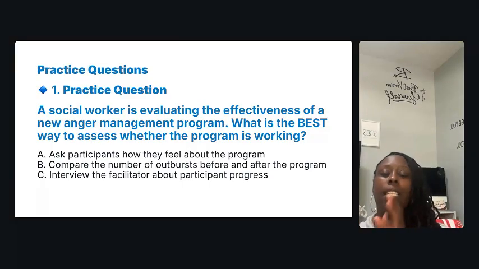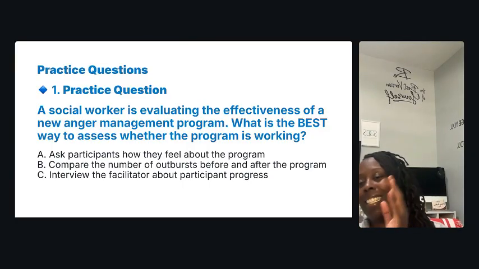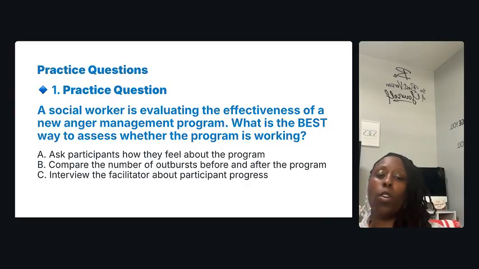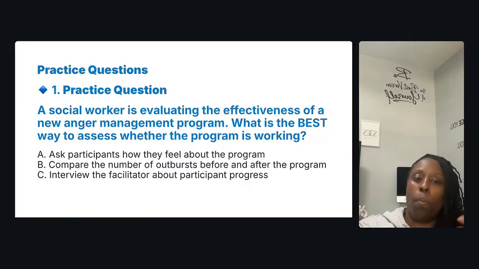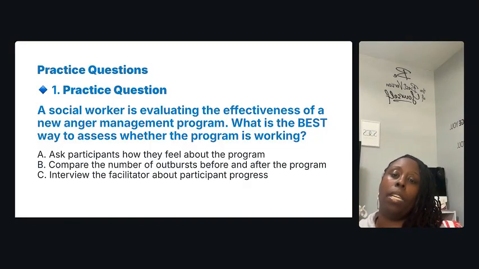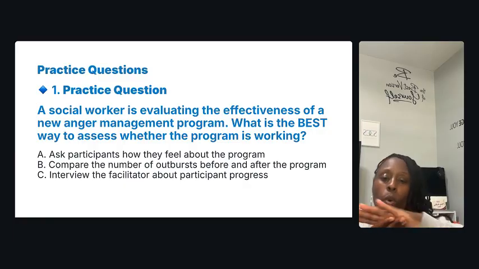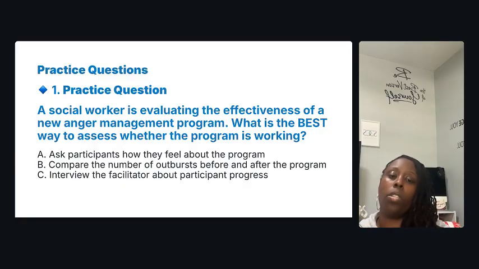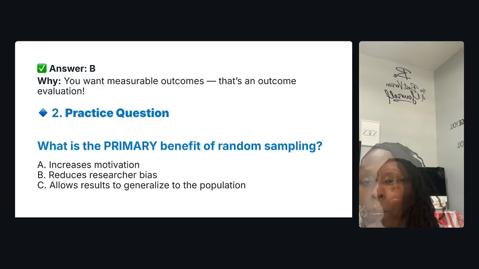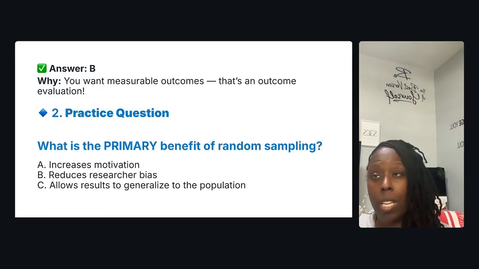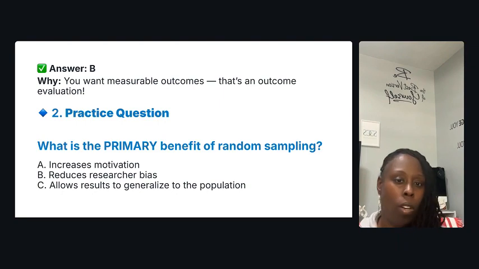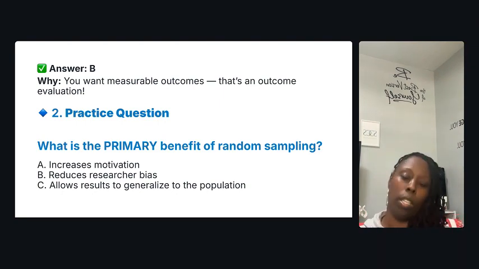If you're trying to assess whether something's working, you want to have that data. So we're going to compare the number of outbursts before and then after the program. We're assuming that anger management, we're talking about any type of anger outbursts or anger management issues or concerns. That's what we're going to label as the number of outbursts. And then we're going to see how they were doing beforehand and then how they're doing after. I put the answer on these slides too. So the answer is B. We want to have measurable outcomes. That's an outcome evaluation. So that is pretty much what we're looking at there.